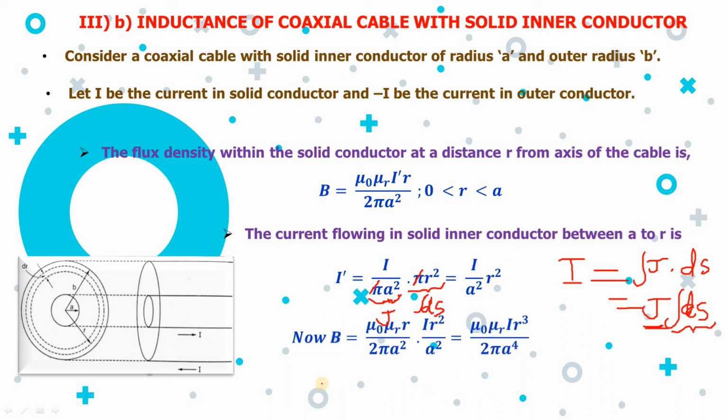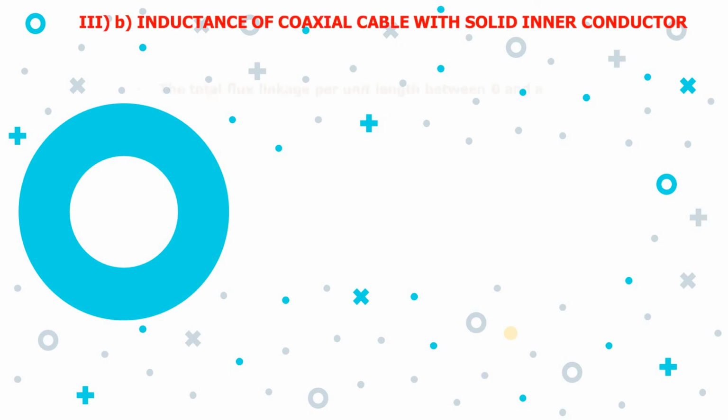Now what is your B? Substitute, yes, now you need to substitute that I dash. So B is mu naught mu r by 2 pi a square into what is your I dash? I r square by a square. So finally, if you substitute, mu naught mu r I r cube divided by 2 pi a power 4. If you simplify this, 2 pi into a power 4. Okay, we will repeat that in this slide.